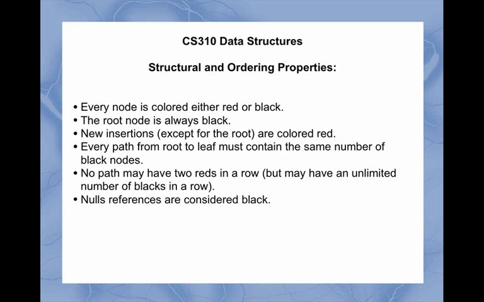Finally, no path may have two reds in a row. You can have an unlimited number of blacks in a row, but you cannot have more than one red in a row. Two in a row is not allowed. And then null references, that is, if there isn't a node there, then it's considered black.